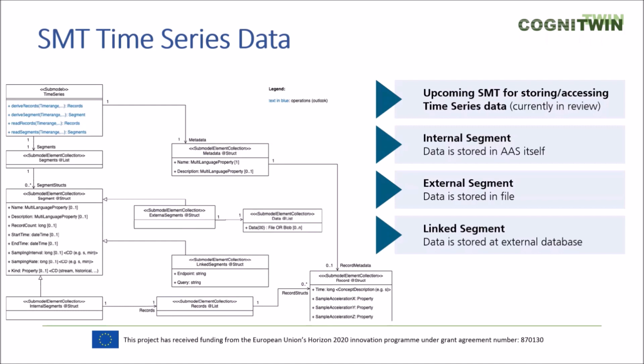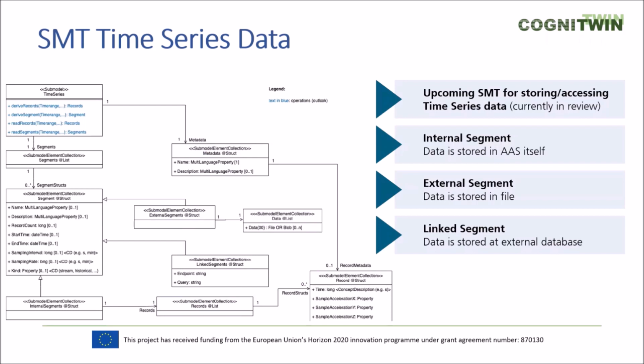Central element is the time series submodel, which contains metadata information about the structure of the data, as well as a collection of so-called segments. A segment is considered a collection of data points called records, with some optional metadata such as start and end time of the contained data, a description, or additional information about the sampling process used to create the data.